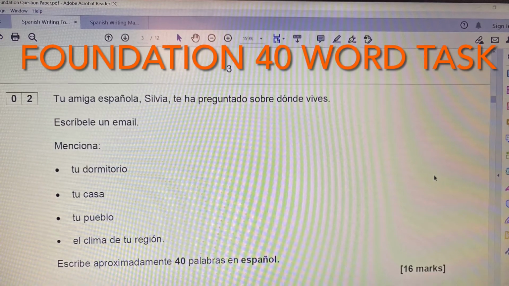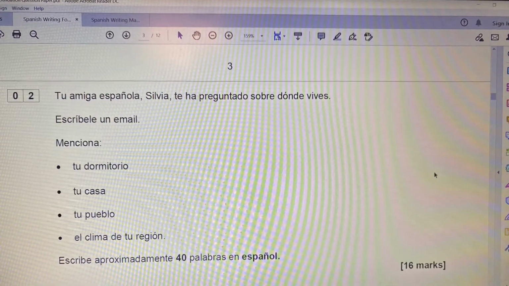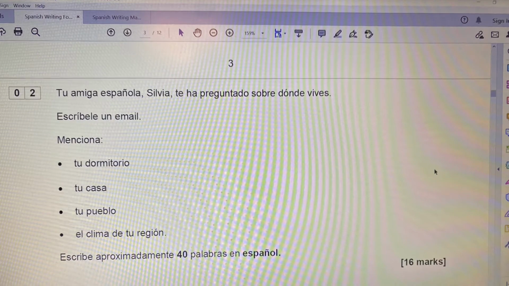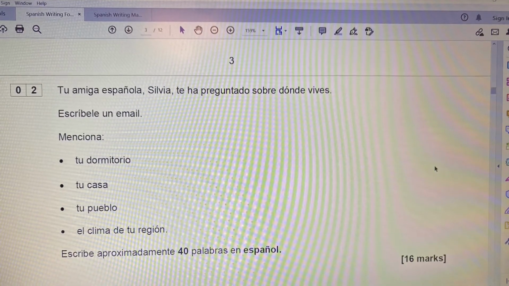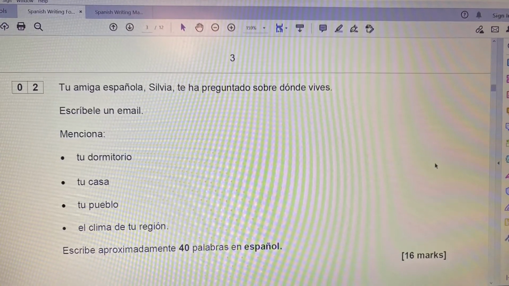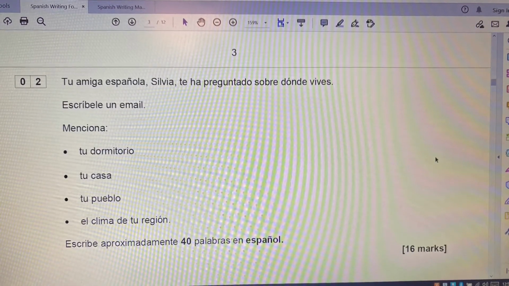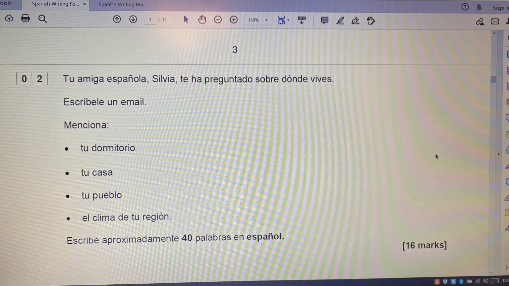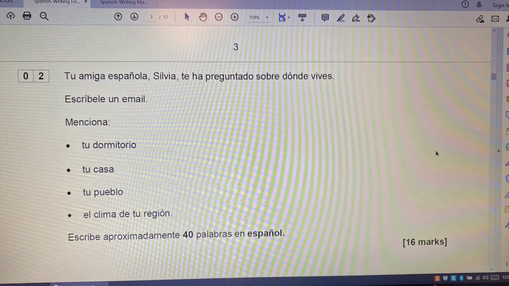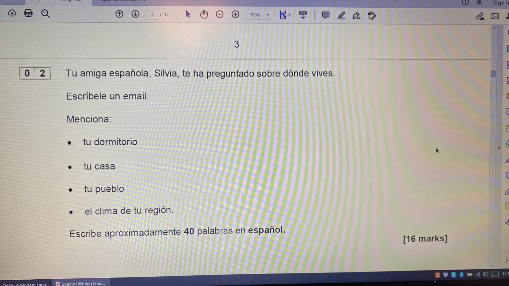In this example 40-word question, it reads: Tu amiga española Silvia te ha preguntado sobre dónde vives. Escríbele un email. Menciona tu dormitorio, tu casa, tu pueblo, el clima de tu región. Escribe aproximadamente 40 palabras en español.